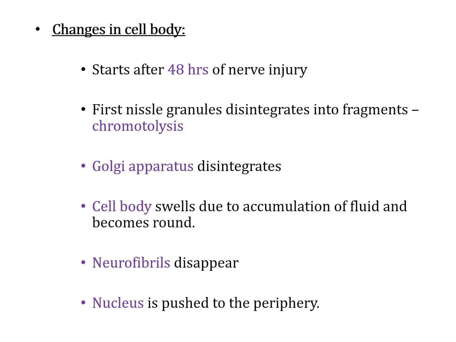The changes in the cell body start after 48 hours of nerve injury. The Nissl granules disintegrate into fragments, called chromatolysis, a very, very important concept. The Golgi apparatus disintegrates, the cell body swells due to accumulation of fluid, neurofibrils disappear, and the nucleus is pushed into the periphery.